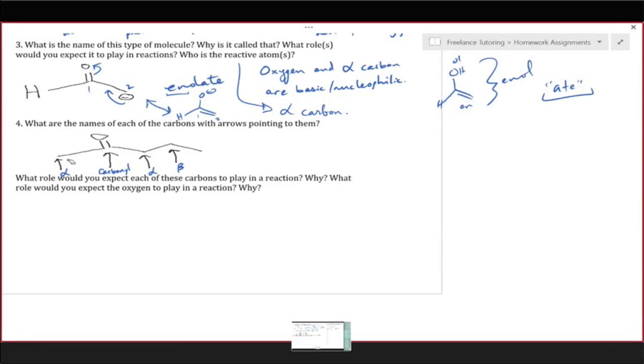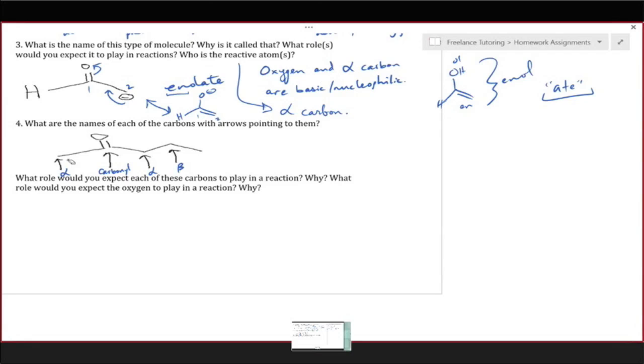And then, what would they form? What would be the name of the molecule if the alpha carbons played the role of acids? If they played the role of acid, then what would be the name of the molecule? What type of molecule? Enolate. Then it would be an enolate. And then what role would the alpha carbons probably play in the next step?